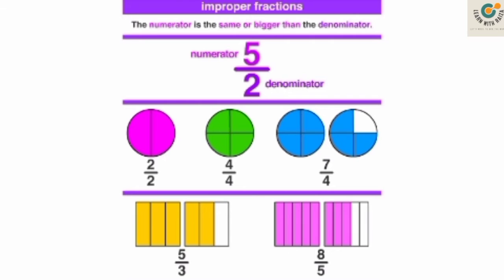The third type of fractions are improper fractions. Improper means it's not proper. Here the numerators are greater than the denominator. So you can see in all these figures, the numerator values are greater than the denominator's value. So these types of fractions are called improper fractions.